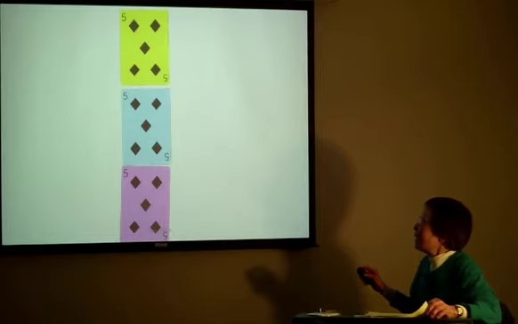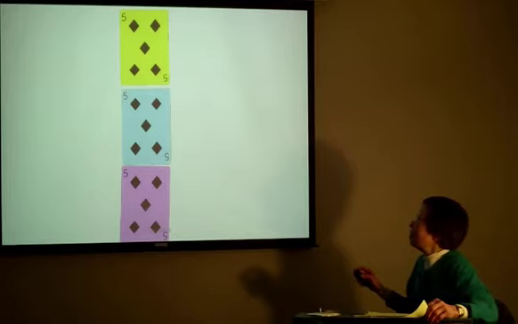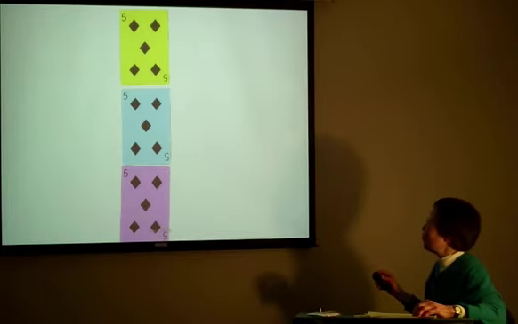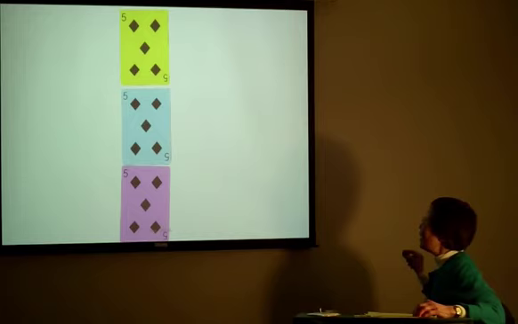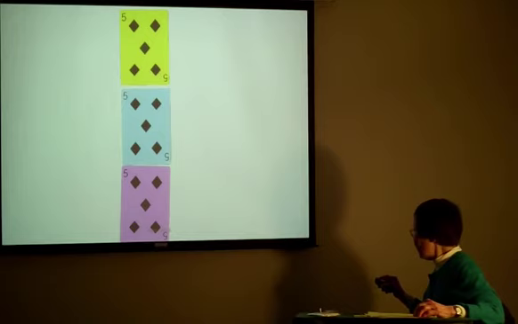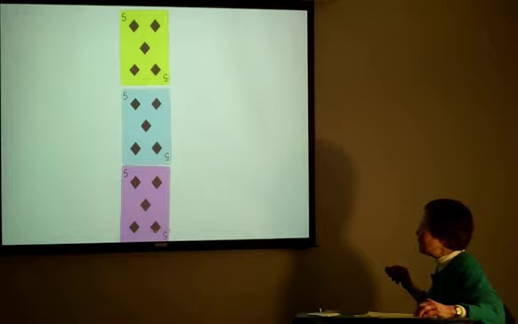The next game is lining up the fives, and you use cards like these, which you can download from my website. You use 10 yellow cards that go from 1 to 10, 10 blue cards that go from 1 to 10, and 10 pink cards that go from 1 to 10. So you use a total of 30 cards, and three players is a good number, and you deal the cards to the three players like this.